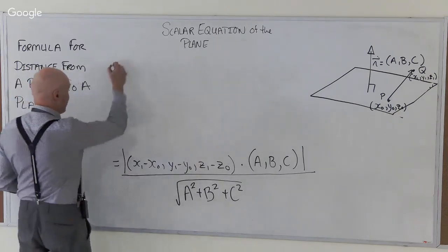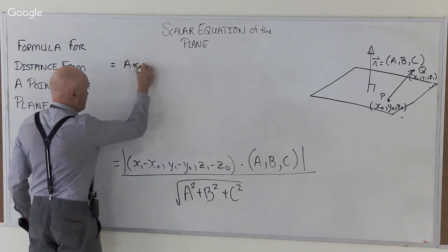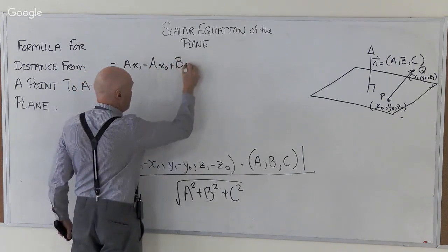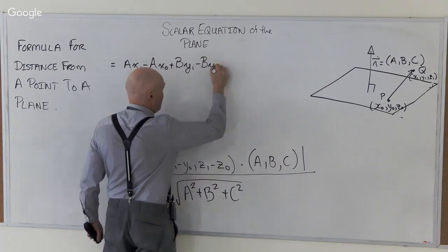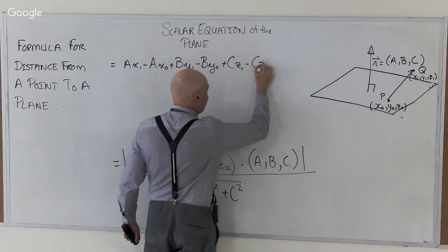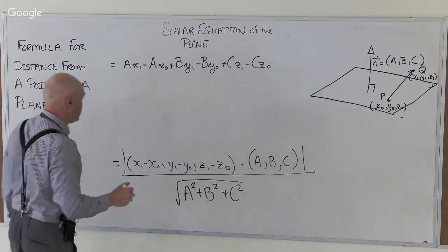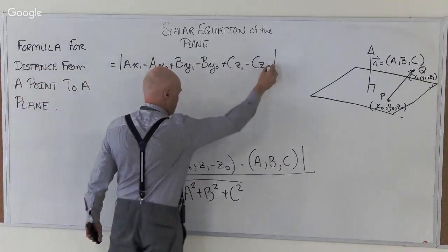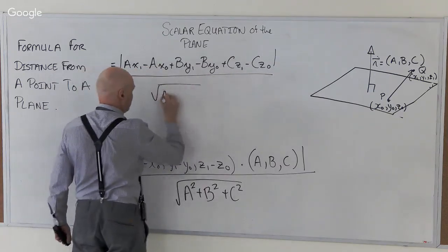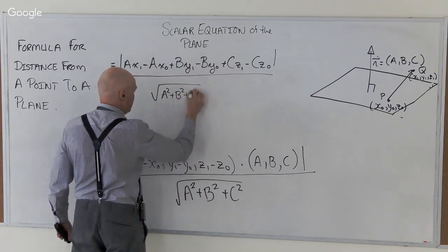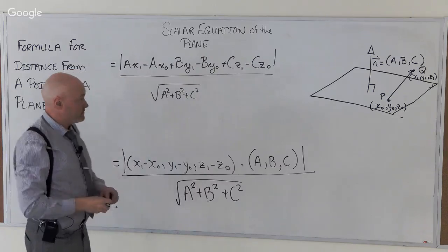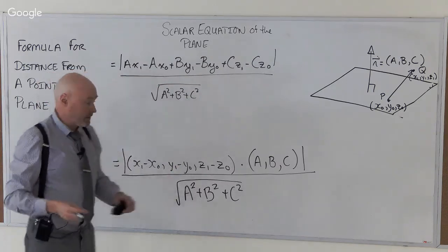Here we go. So I'm going back up here. A(x1 minus x naught) plus B(y1 minus y naught) plus C(z1 minus z naught). Okay. We're all good. There's the top. And here's the bottom. Good old Pythagorean theorem. There we are. Okay. Keep in mind, unlike the last time we did this, all the x's and all the y's theoretically are numbers. Okay.